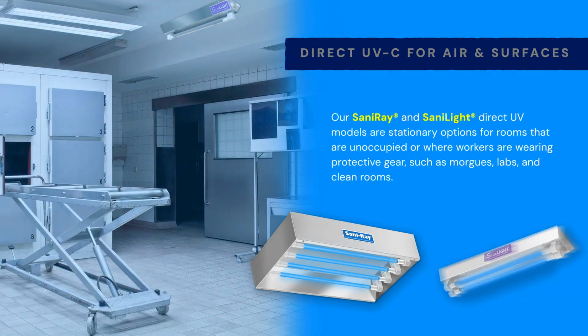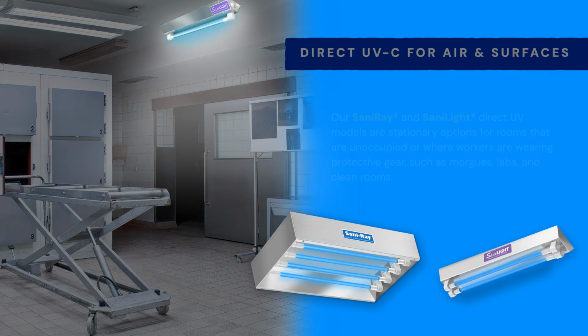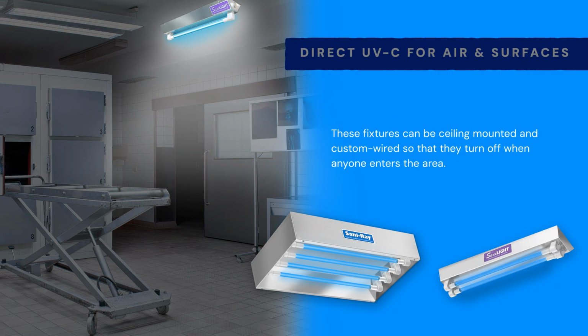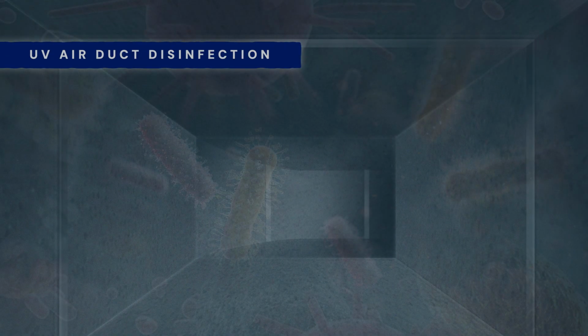Our Sanoray and Sanolite Direct UV models are stationary options for rooms that are unoccupied or where workers are wearing protective gear, such as morgues, labs, and clean rooms. These fixtures can be ceiling mounted and custom wired so that they turn off when anyone enters the area. Independent hospital operating room studies document the success of overhead UV systems at combating infection. UV Air Duct Disinfection.